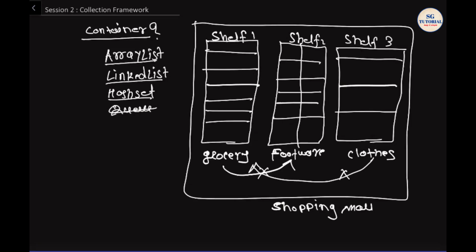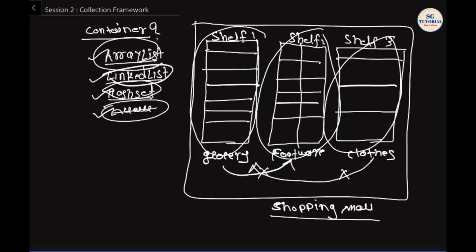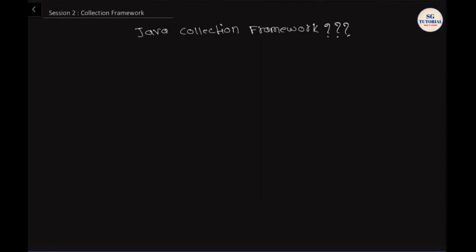Because each shelf is designed for a specific purpose, right? But all of them, that is all shelves, are organized under one shopping mall. Similarly, Java provides different type of containers such as array list, linked list, hash set, queue, and many more. Each one is designed for a different purpose and has different properties. But all of them are organized under one common structure called as Java Collection Framework. Okay, clear? So let's understand what is Java Collection Framework.